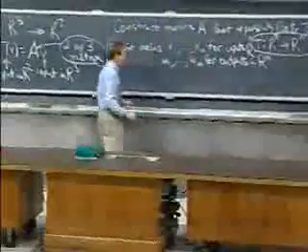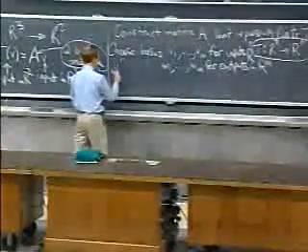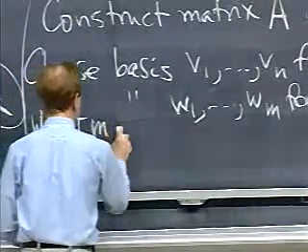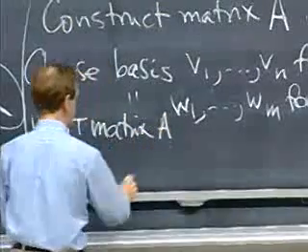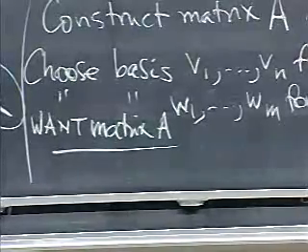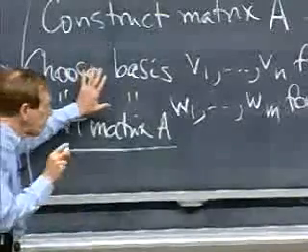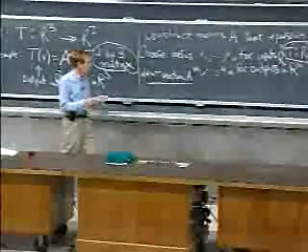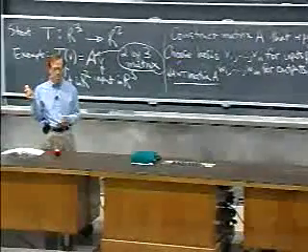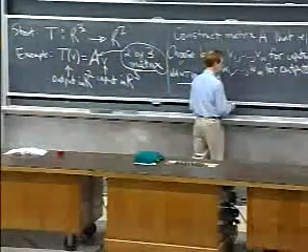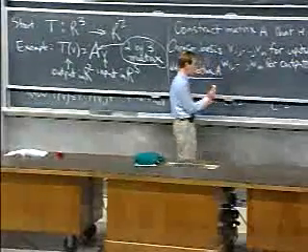That was a mouthful. What I want is a matrix A that does what the linear transformation does, and it does it respecting these bases. So let me take an example. Let me take the projection example, because we've got that projection in mind. I can fit it in here.